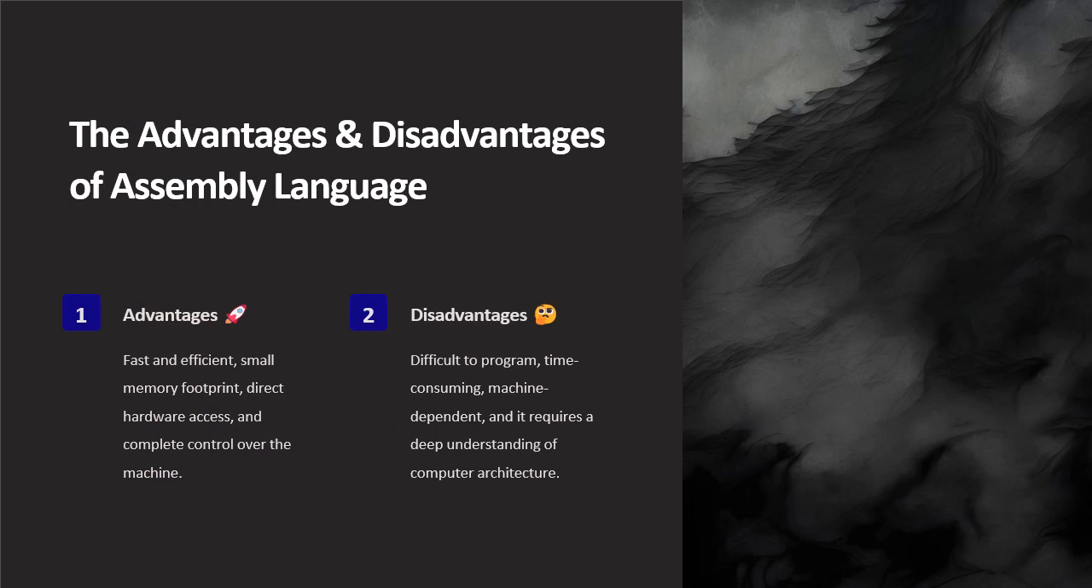Talking about the very first point in this video, which is advantages and disadvantages of assembly language. The main advantages of assembly language is it is very fast and efficient. It has small memory footprints. It has direct hardware access and it has complete control over the machine. And the disadvantages are it is very difficult to program. It is time consuming, machine dependent, and it requires a deep understanding of computer architecture.